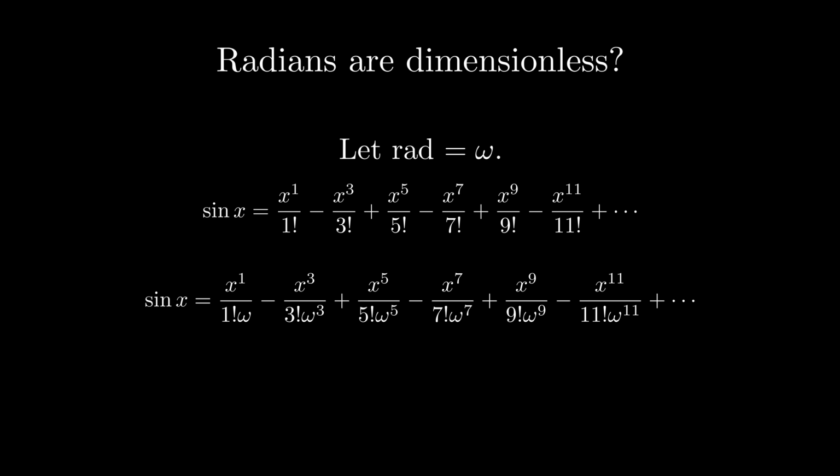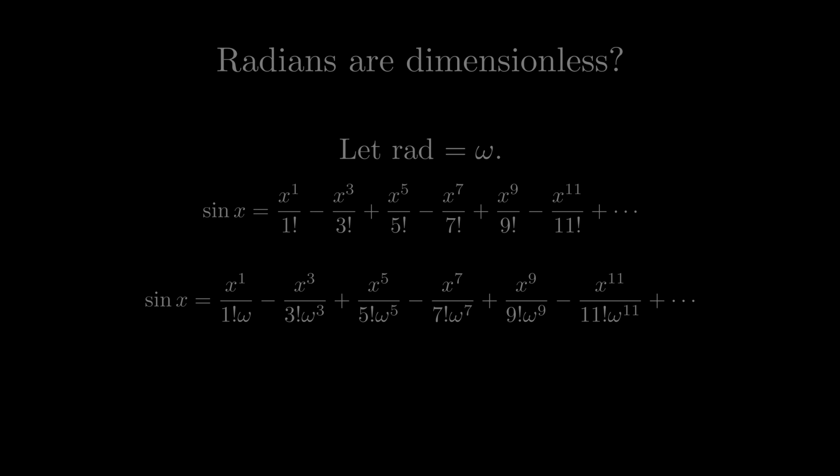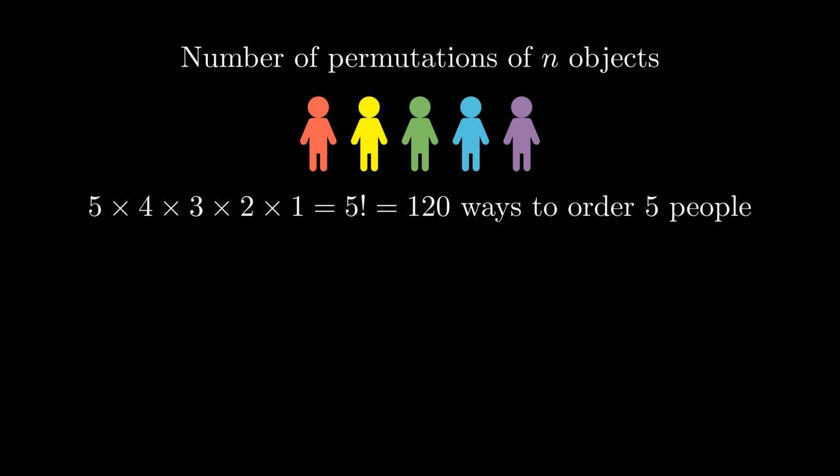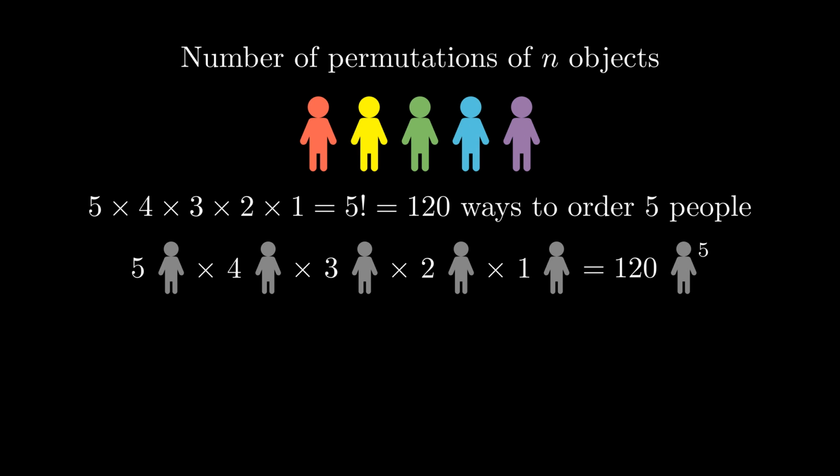Plenty of other dimensionless values can arbitrarily be assigned a dimension in a way that is coherent to the problem. You just have to be a bit careful that your selection of definitions is meaningful. One example is the number of permutations of n objects. The formula for this is n factorial, which can be interpreted as a value with n dimensions.